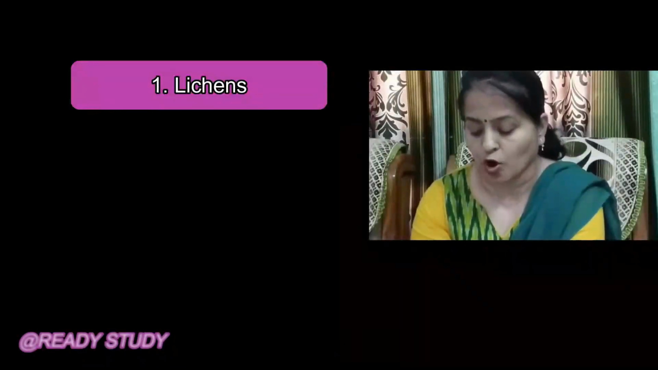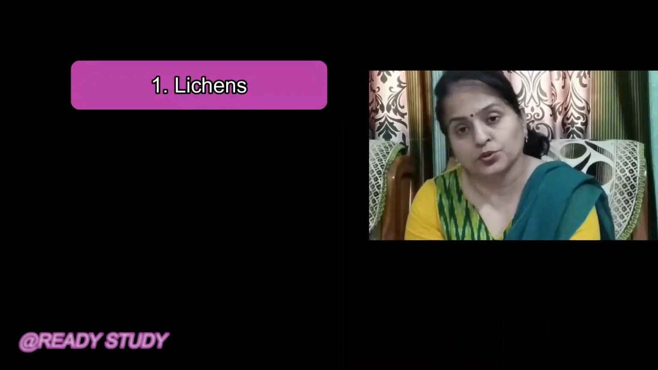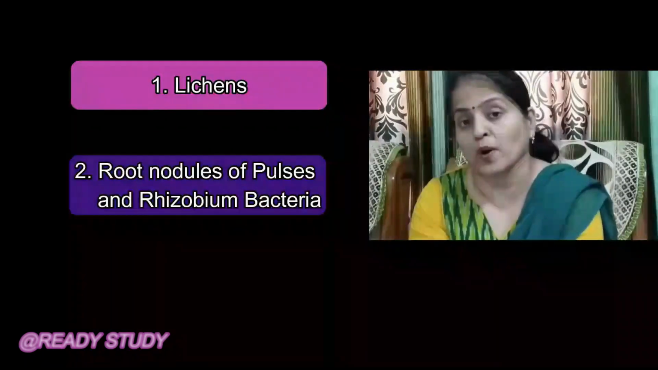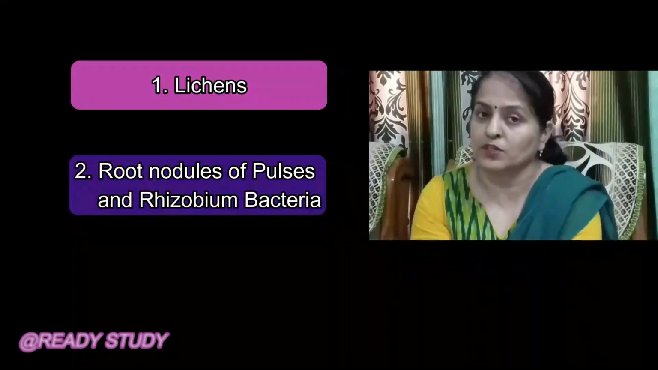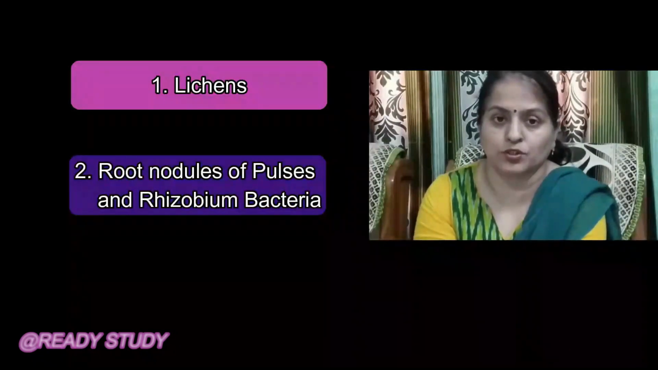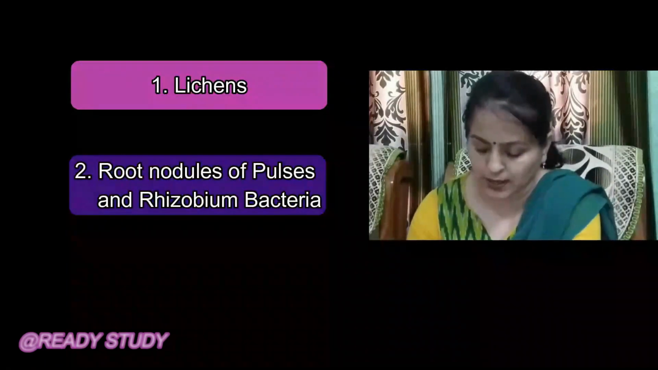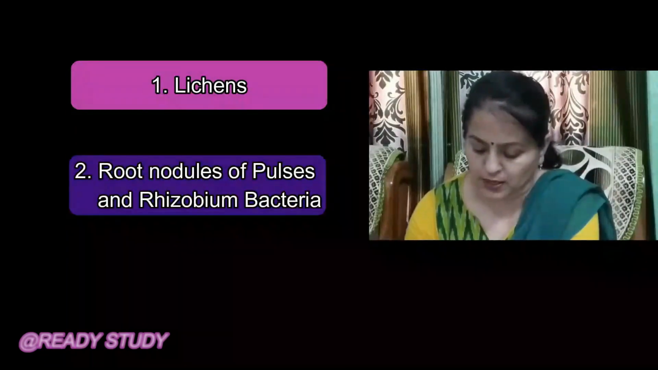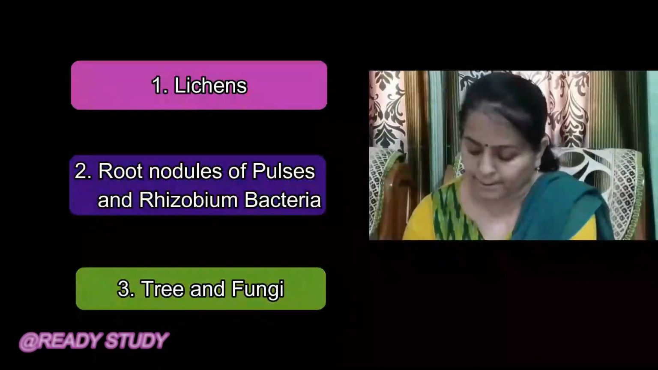So in this way, there are three examples in this heading, symbiotic relationship. First is lichens, the combination of alga and fungi. The second is root nodules of pulses, which provide shelter to the Rhizobium bacteria, and Rhizobium bacteria which converts atmospheric nitrogen to the soluble form for the plant. And third one is the tree, any tree, and fungi.